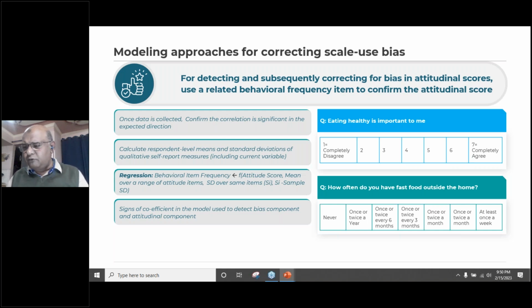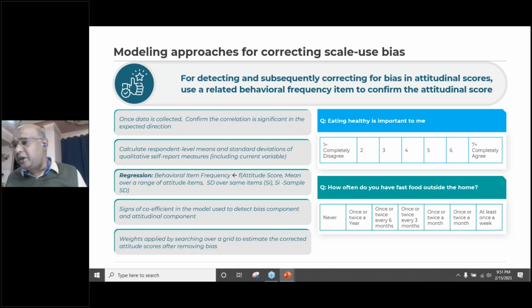You take two coefficient signs and whether they are in the same direction or in opposite direction, we can decide as to whether there is a variability bias or a yay saying, nay saying bias. And then we can use weights to adjust for the bias and take out the attitudinal component. A rigorous method, computationally intensive. We can do this, have the same behavioral frequent item for a number of such attitudinal items.